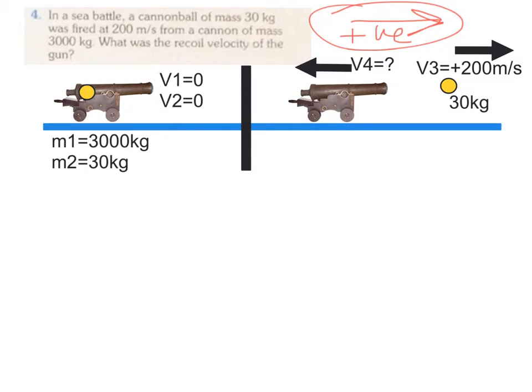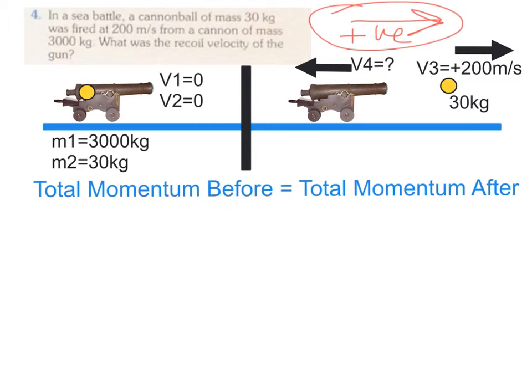So I've added some detail onto the diagram here. We've set both the velocities to 0 at the beginning. We've told ourselves that we have a mass 1 of 3,000 kilograms, a mass 2 of 30 kilograms, and that afterwards the cannon has a V4 value that we don't know, and the cannonball has a V3 value of plus 200 meters per second. So once again, conservation of momentum says that the total momentum before equals the total momentum after.